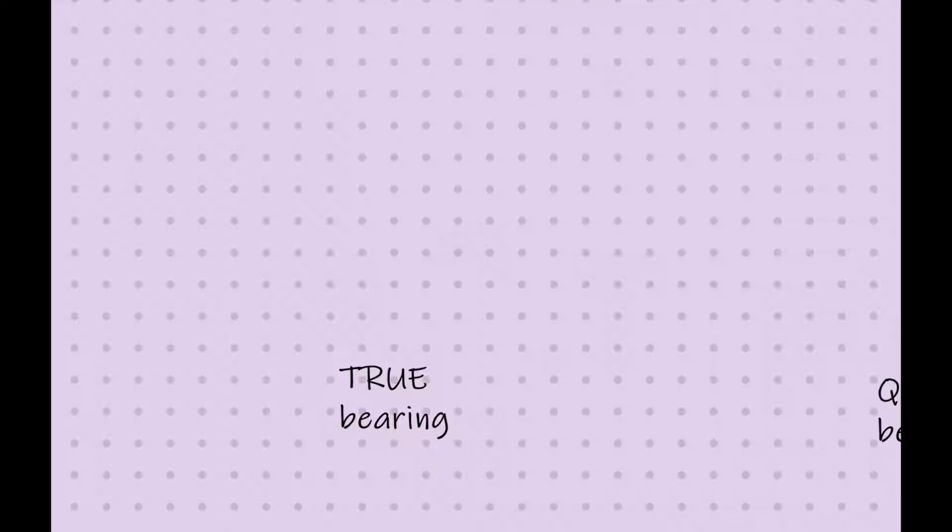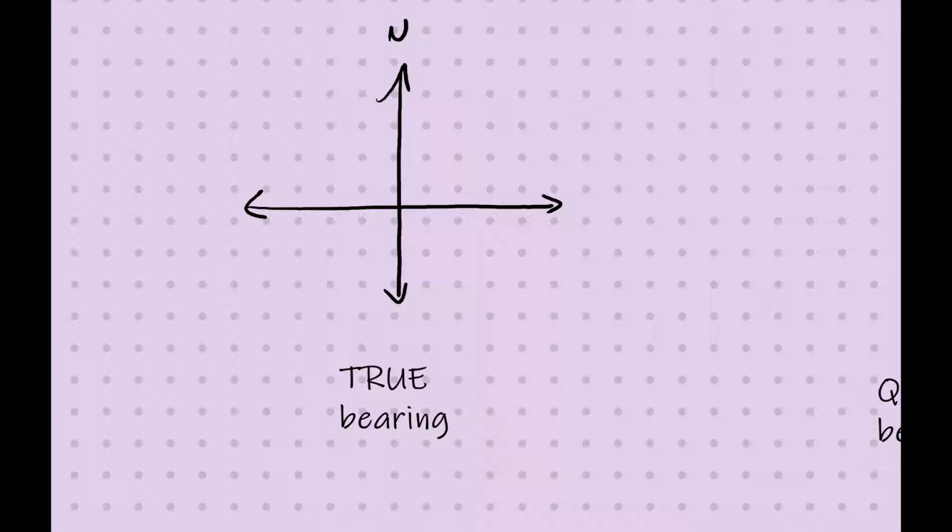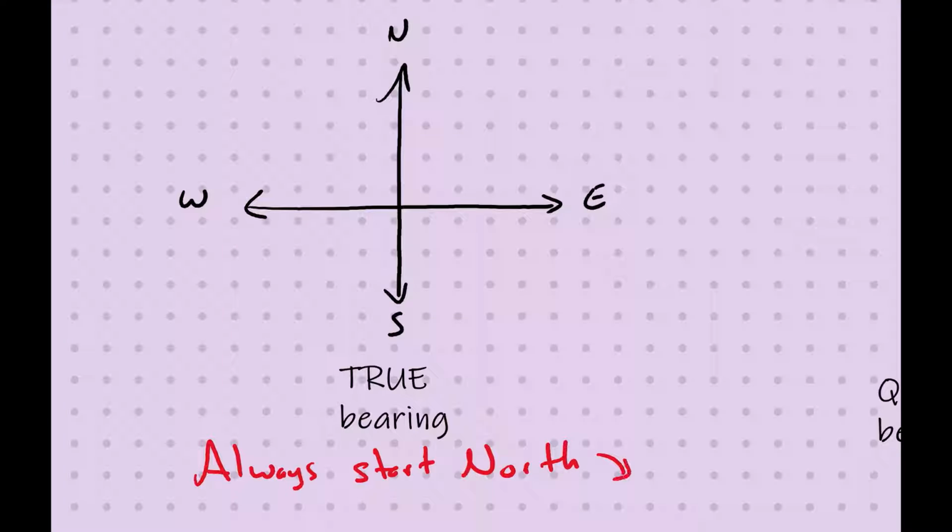So when it talks about true bearing, think of a map, right? You have your north, east, south, and west. Anytime you're given a vector that says it's true bearing, you always start from the north and then you go clockwise. So what does that look like? Let's say we have a true bearing of 50 degrees. That means my 50 degrees would be measured from the north in the clockwise direction.